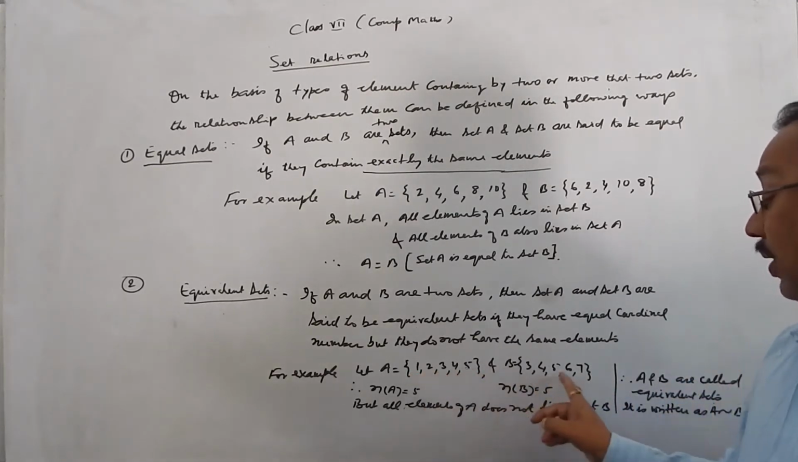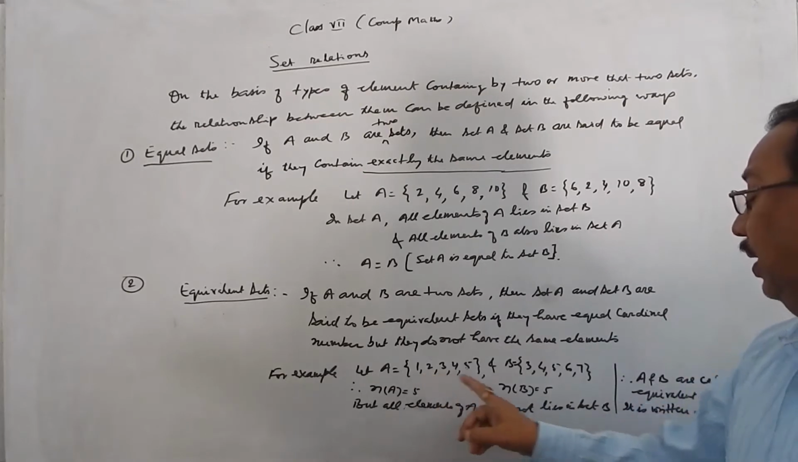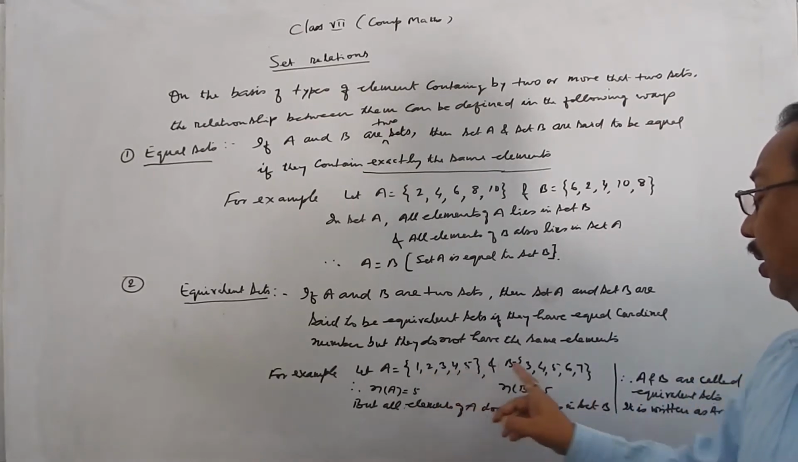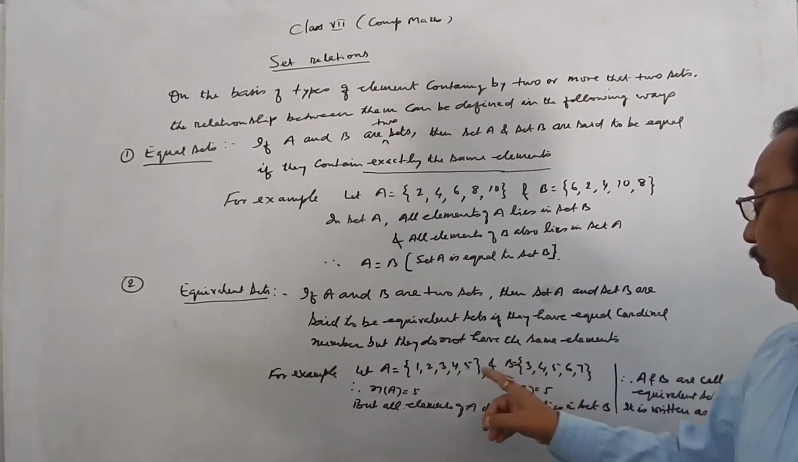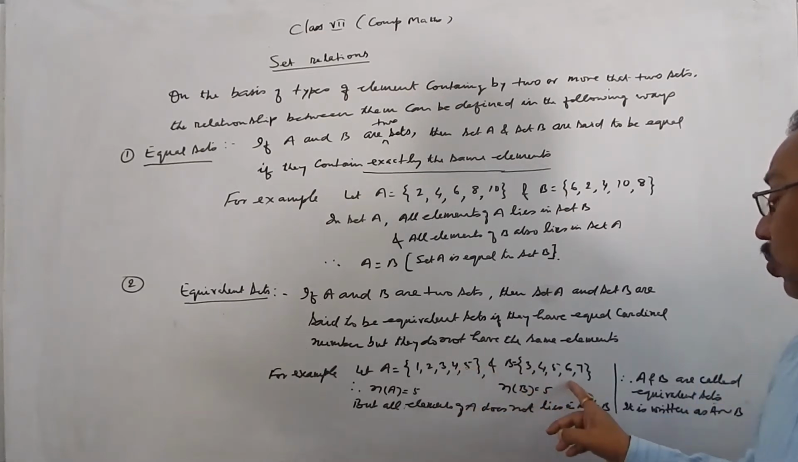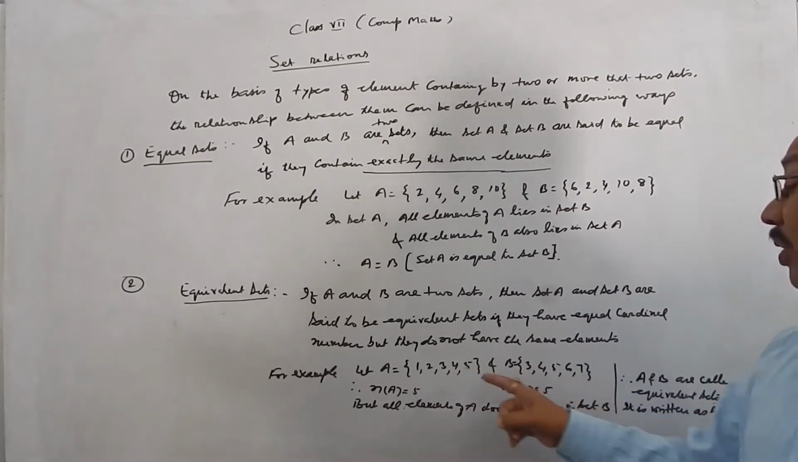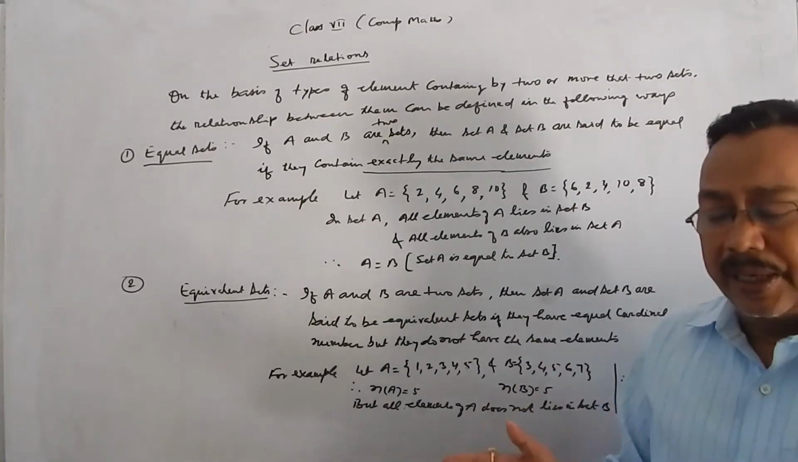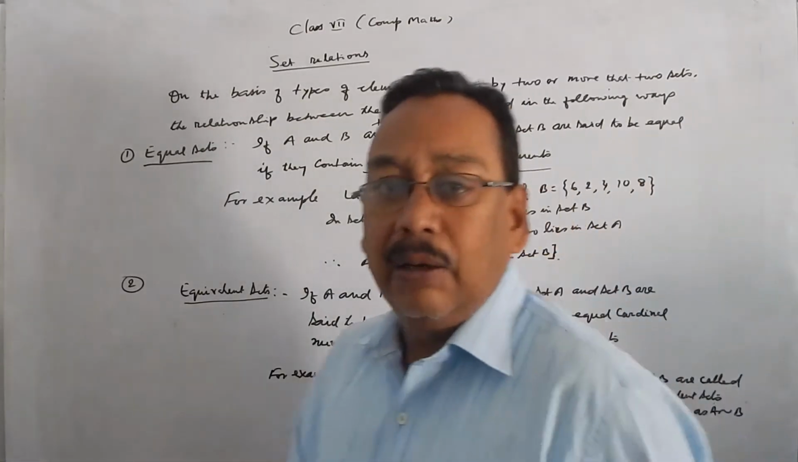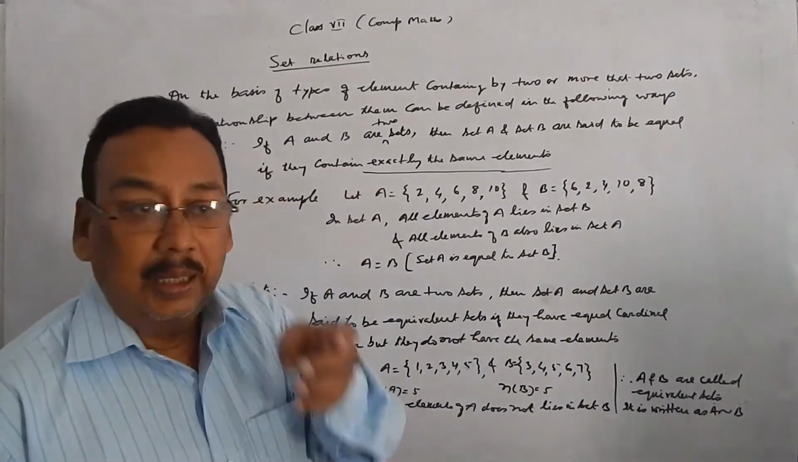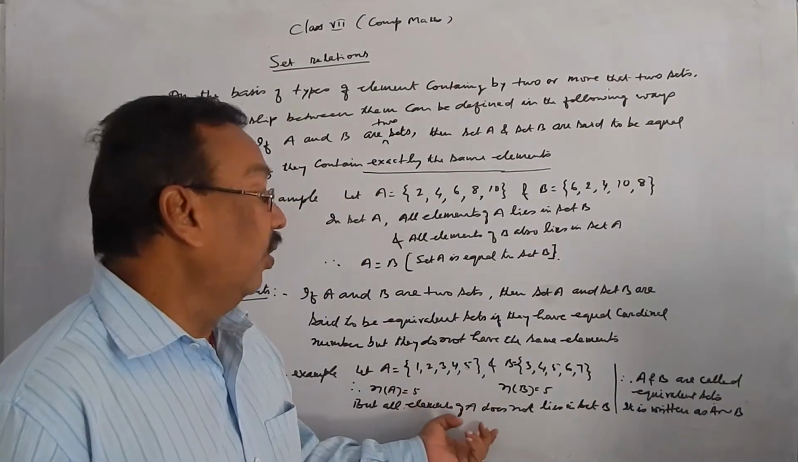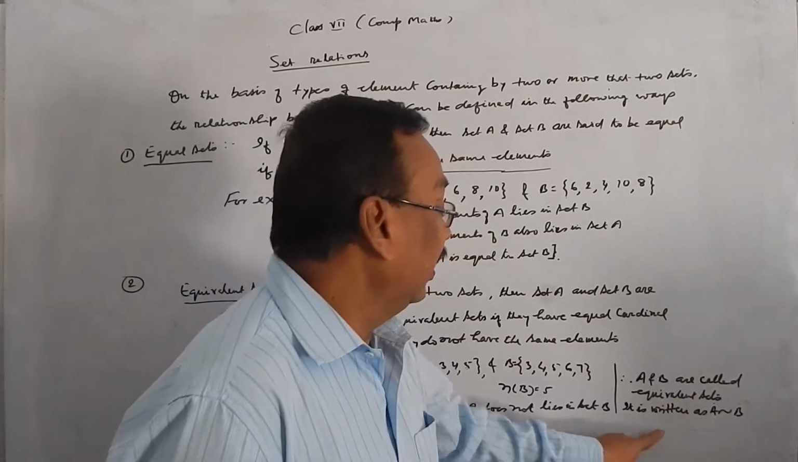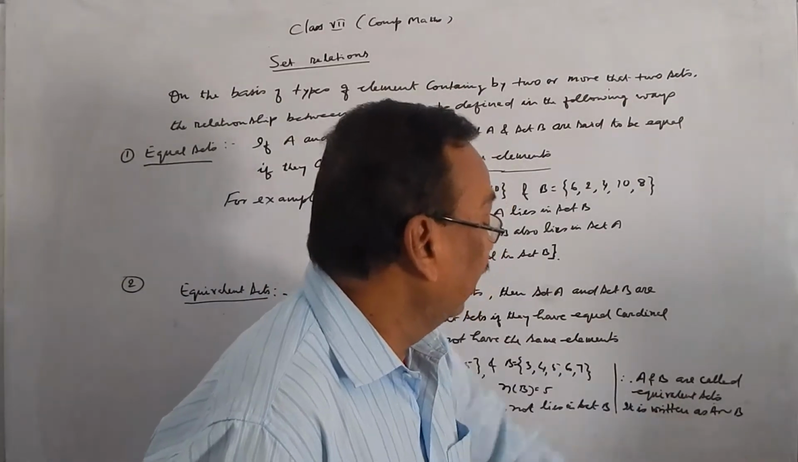See this one, the elements are not the same. 1 is here, 1 is not here. 2 is here, 2 is not here. 3 and 4 are common. 5 is also common. 6 and 7 are not here. So some are matching and some are not matching, but the cardinal number is the same. That is why they are called equivalent, and it is written like this.